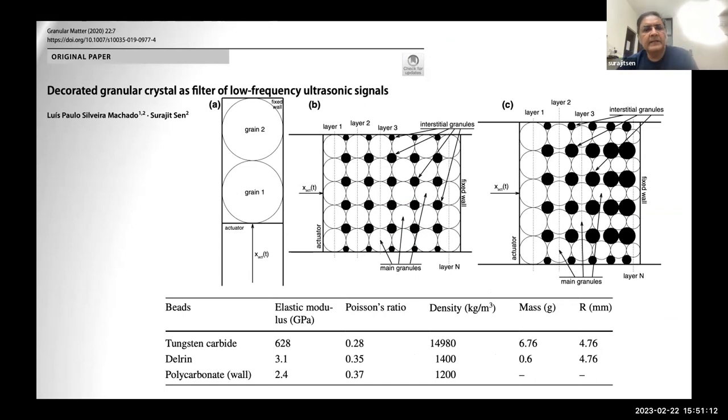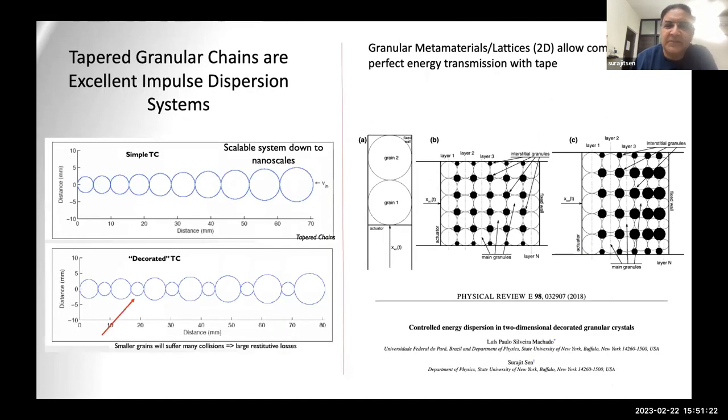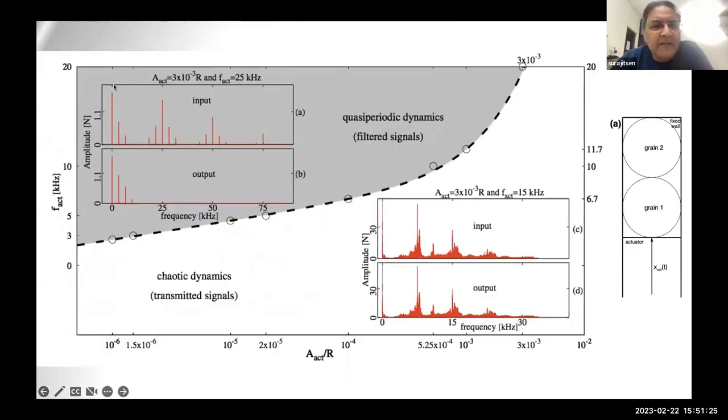But before I go there, let me point out that even if you take a two-grain system, just a two-particle system, even that is a very good sound absorber or sound dispersion device. So this is actually a two-particle system. And here you have the region where the signals are transmitted at low amplitudes and low frequencies. The dynamics can be quite chaotic, but at higher amplitudes, it is very good. You're looking at three to about 7 or 8 kilohertz.